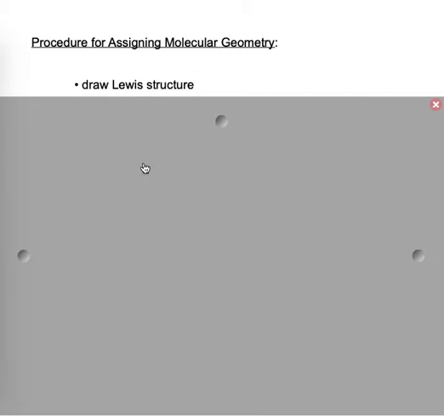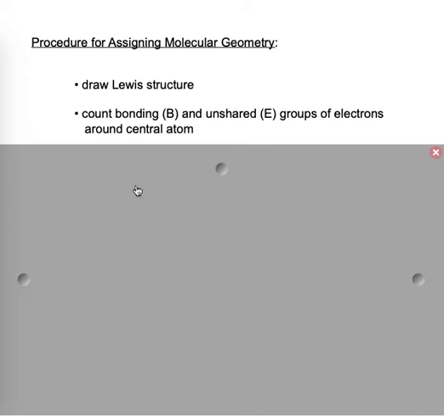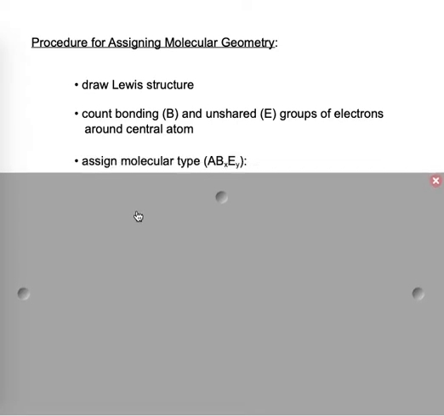The procedure is quite simple. Step one, draw the Lewis structure. You've got to know how many groups of electrons you have around your central atom before you can determine how they repel each other. Count the bonding groups of electrons, which we will represent as B, and unshared groups of electrons, which we will represent as E, around the central atom. And then we will assign it a molecular type using the ABE designation.